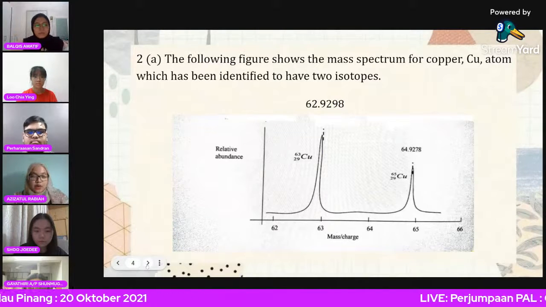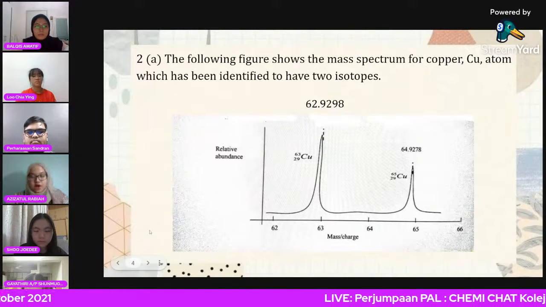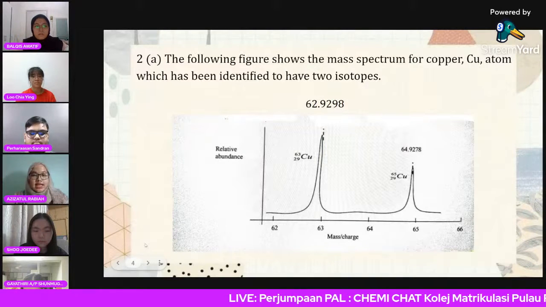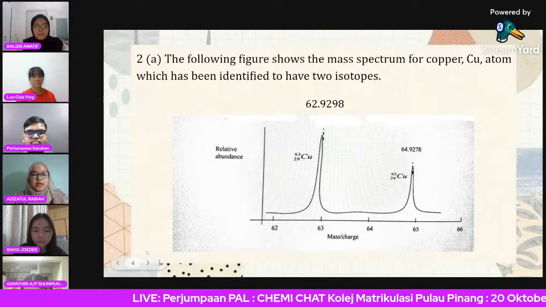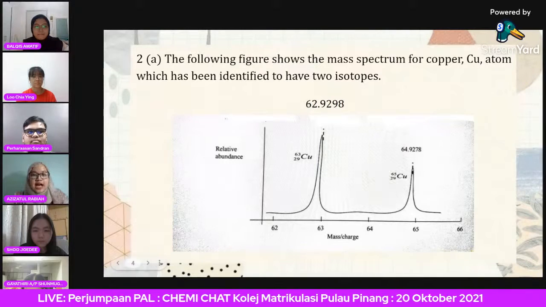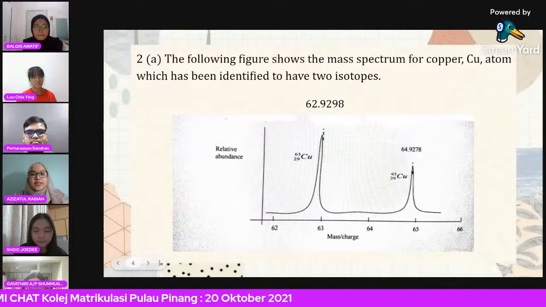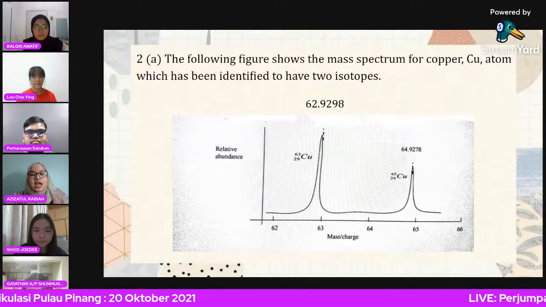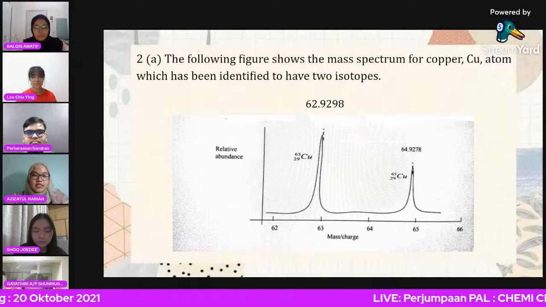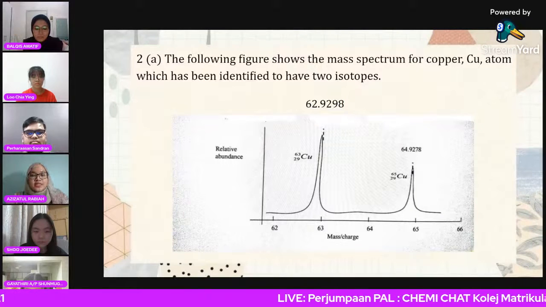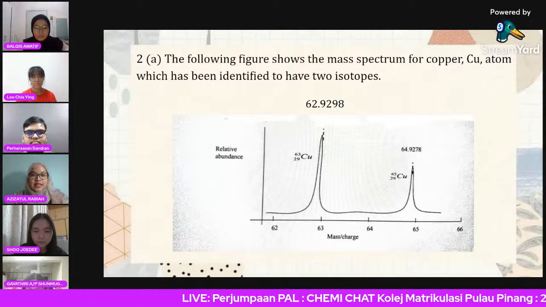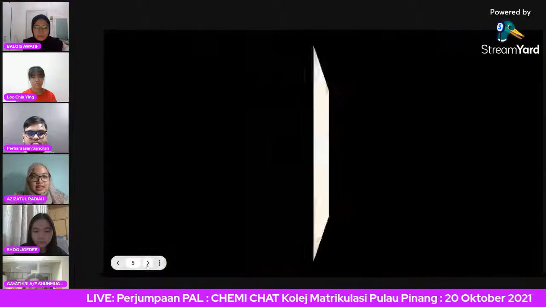Other than that, we can also find the abundance of isotopes by looking at the height of peaks. First we can see the copper 63 has a higher peak than copper 65. Means copper 63 is having a higher abundance of isotopes than copper 65. Then we move on to the second.